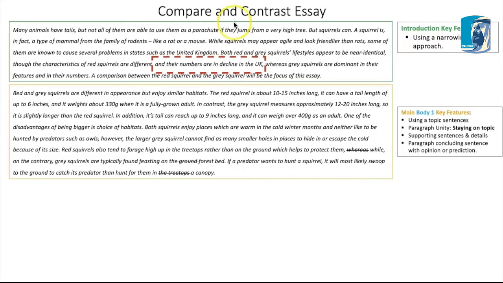Now let's stay focused. We already spoke about the appearance and the lifestyle, so the lifestyles and the characteristics of the red and grey squirrels, but we also mentioned that we wanted to talk about their numbers. So I'm going to pull that down into my second main body. Remember, we're trying to use topic sentences, stay on topic, and provide those details and concluding sentences.